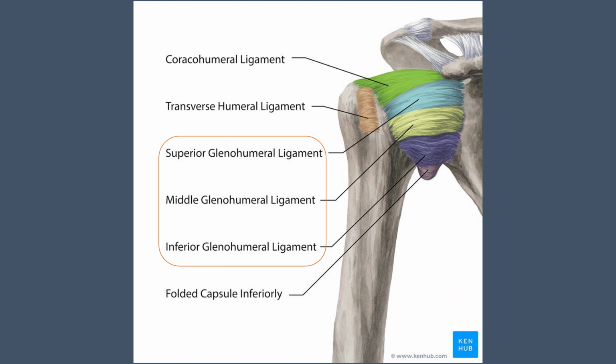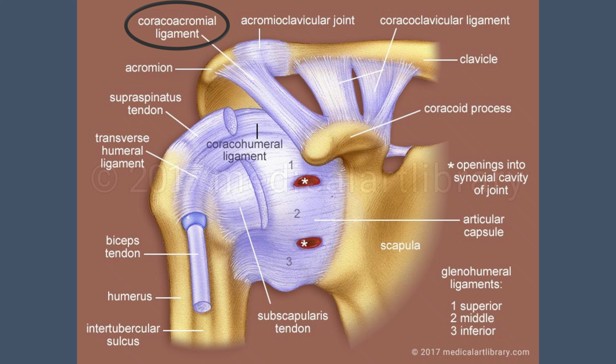Now coming to the accessory ligament of the shoulder joint, we have the coracoacromial ligament. The coracoacromial ligament extends from the coracoid process to the acromion process and protects the joint from the superior aspect. The coracoacromial arch is formed by the coracoid process, the acromial process, and the coracoacromial ligament that passes in between them. It is the osteoligamentous structure that prevents the superior displacement of the shoulder joint, and the supraspinatus muscle passes under this arch.